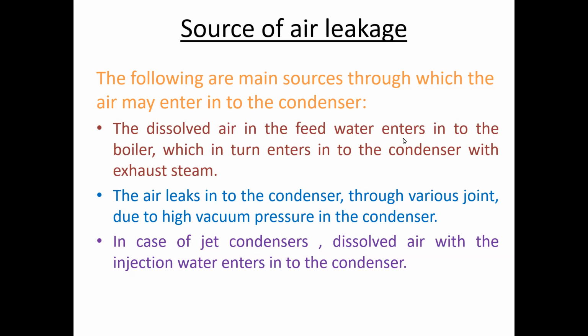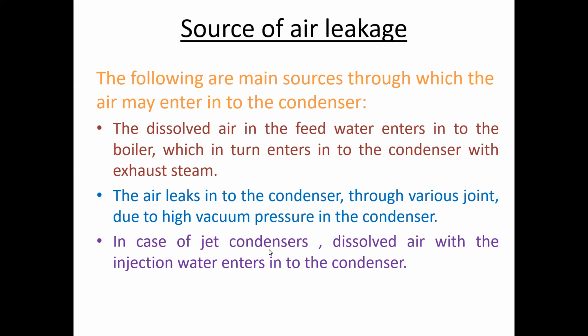Okay, so from the boiler, indirectly the air enters into the condenser. The air leaks into the condenser through various joints due to high vacuum pressure in the condenser. So there may be some leakage of air into the condenser through the joints, because inside the condenser the pressure is very low, which pushes the air in through those joints.